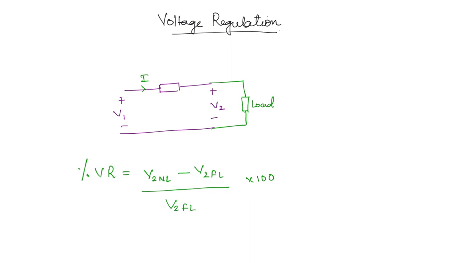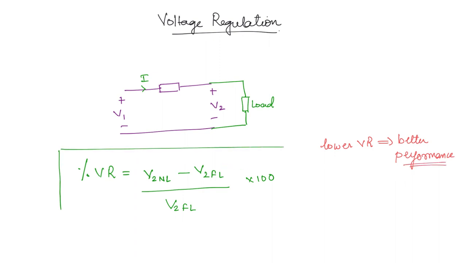Now how do we want the voltage regulation to be? Should it be less or should it be more for good performance? From the expression you can see that it is the drop as a fraction of full load. We don't want too much drop, right? That means the voltage regulation should be as low as possible. Okay, so that ensures that it is a better performing transformer. So lower voltage regulation implies better performance. This is the desirable condition. So this is one expression.